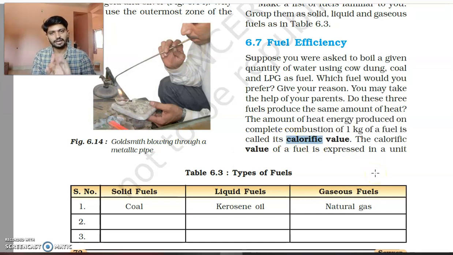દરેક fuel has a predefined calorific value for it. What is calorific value? The calorific value is nothing but the amount of heat energy produced by burning 1 kg of that fuel. હું કોઈ પણ fuelનો 1 કિલોગ્રામ લઈ એને બર્ન કરું અને મને કેટલી હીટ એનર્જી મળે છે એને હું માપું. That is nothing but the calorific value of that fuel.